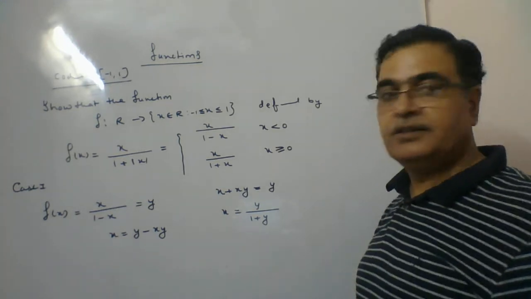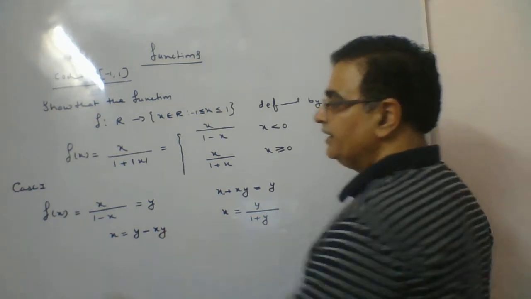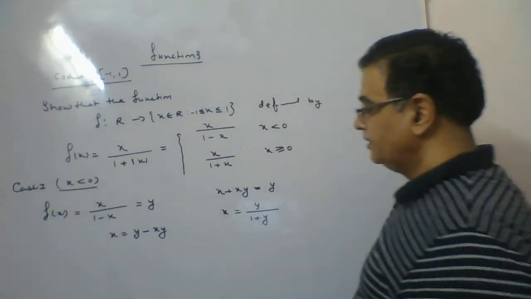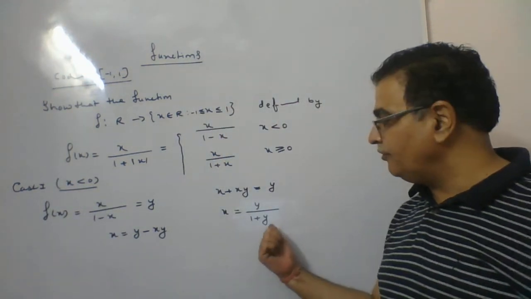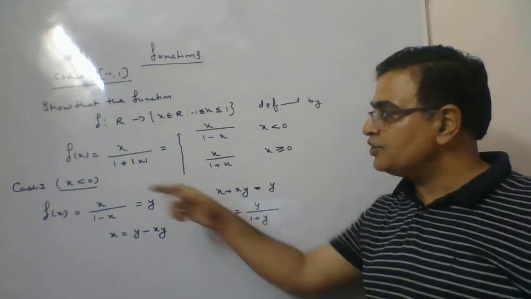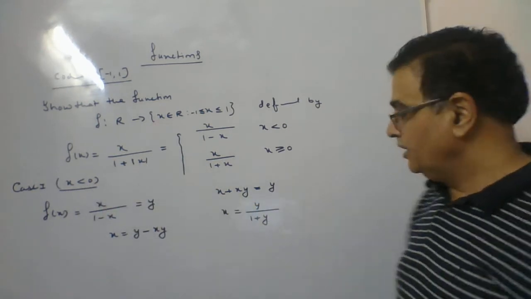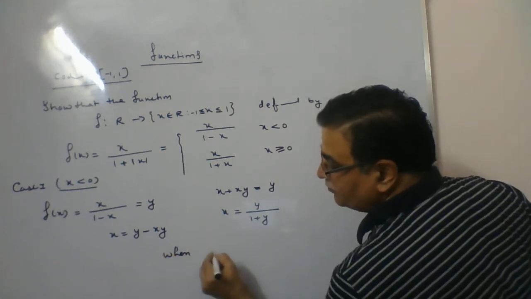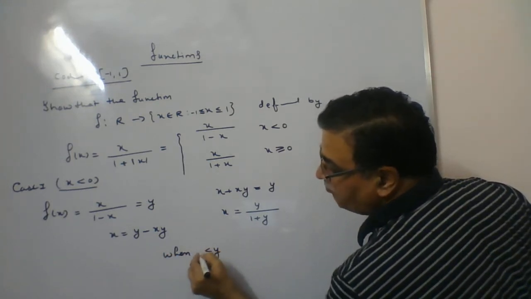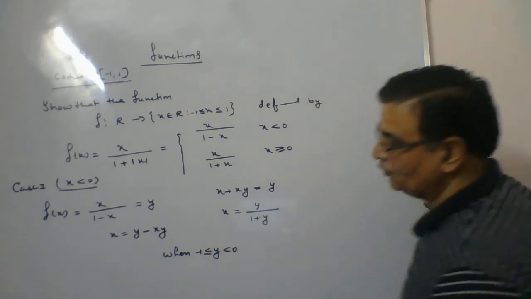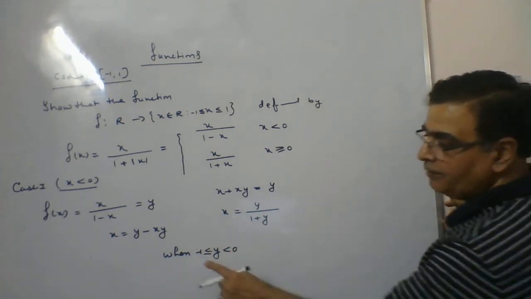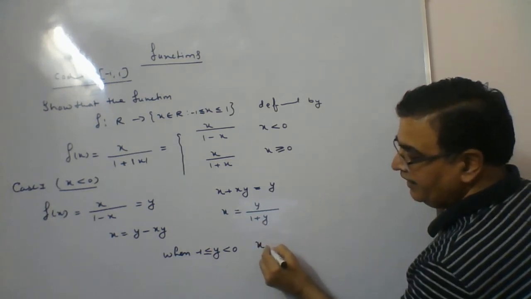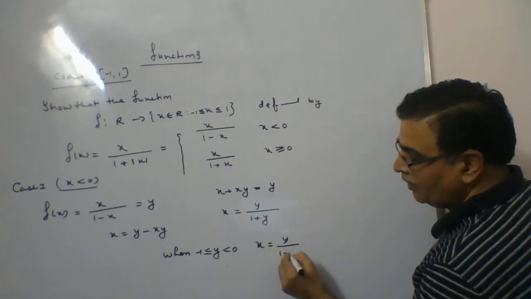Is this clear? This case is there when x is negative. We have already done that. So now we have to check that whatever value of y we place, it should come x negative. Now, when y comes between -1 and 0, what you will find is x will be y by 1 plus y.